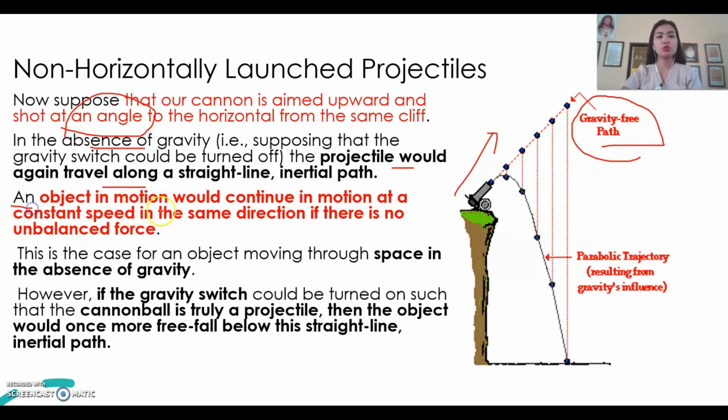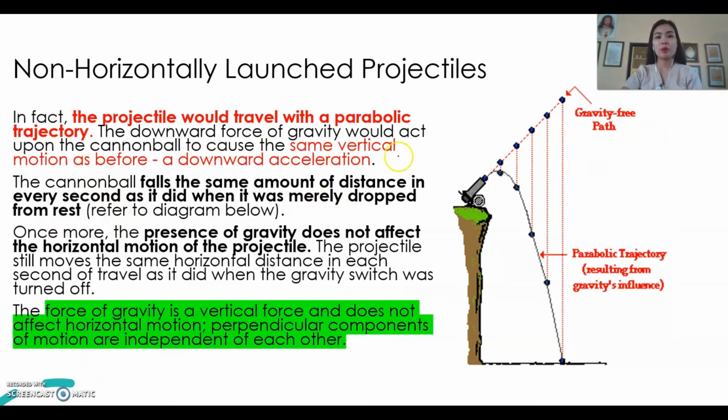An object in motion will continue in motion at a constant speed in the same direction if there is no unbalanced force. That speaks all about our first law of motion. That is also the same case for an object moving through space in the absence of gravity. However, if the gravity switch could be turned on such that the cannonball is truly a projectile, then the object would once more free fall below this straight line inertial path. In fact, the projectile would travel with a parabolic trajectory.